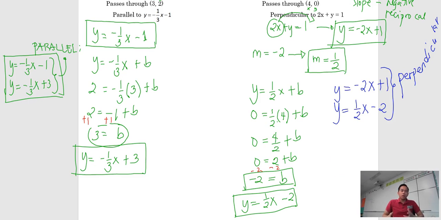So just a quick summary: when you are writing an equation that is parallel, make sure that they have the same slope but different y-intercept. For perpendicular, their slopes are negative reciprocals, and they have different y-intercepts.